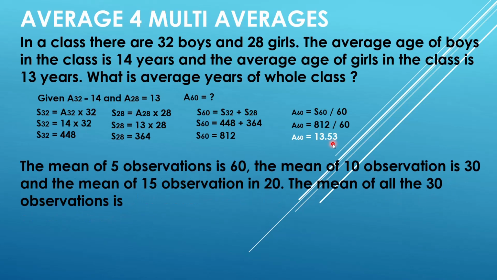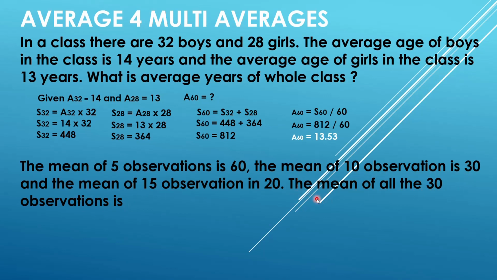Now in the same way we can find the average in another example. What is the example? The mean of 5 observations is 60. Here they have given multiple observations. Mean is nothing but average, okay? The mean of 10 observations is 30. So here the second set of observations they have given for 10 observations, and the mean of 15 observations is 20. Now for these three sets we need to calculate the whole mean of all the 30 observations.